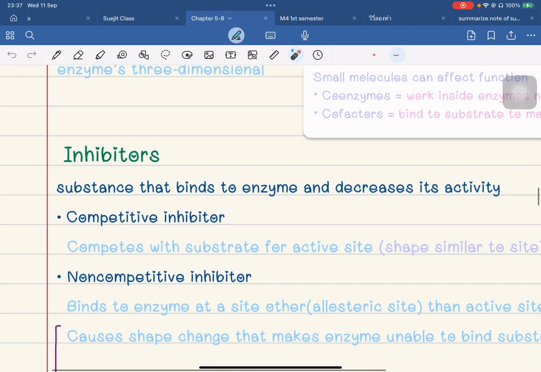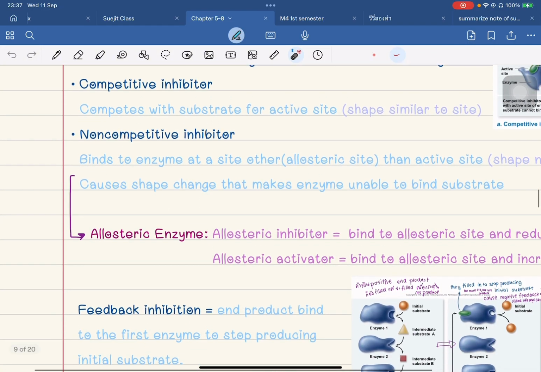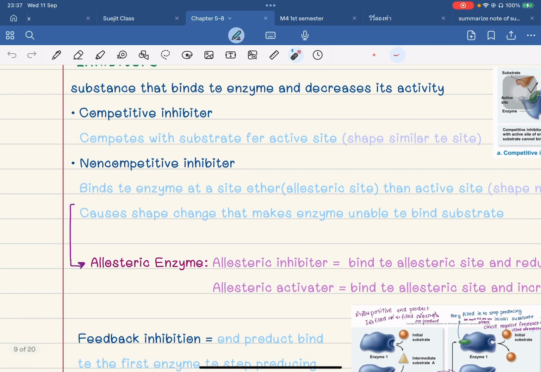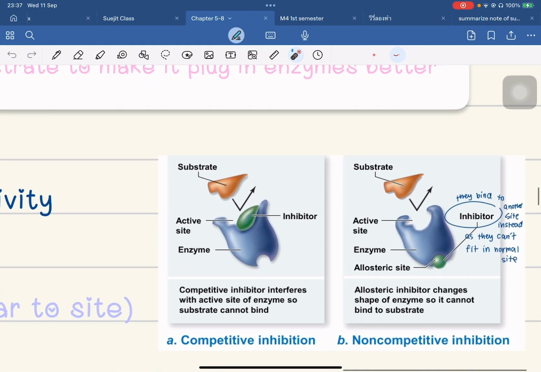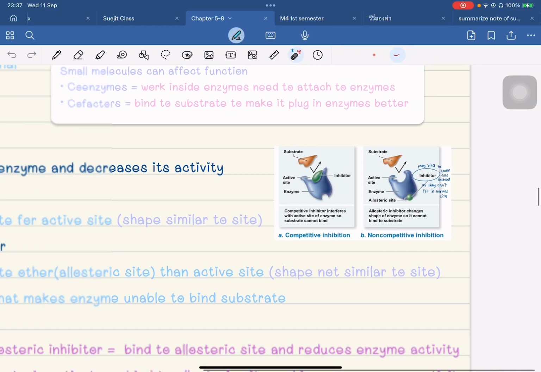Next are the inhibitors. An inhibitor is a substance that binds to an enzyme and decreases its activity. We have two types: competitive inhibitors and non-competitive inhibitors. The competitive ones compete with the substrates for the active sites. They have a similar shape to the substrate, like this one, so they can get in.